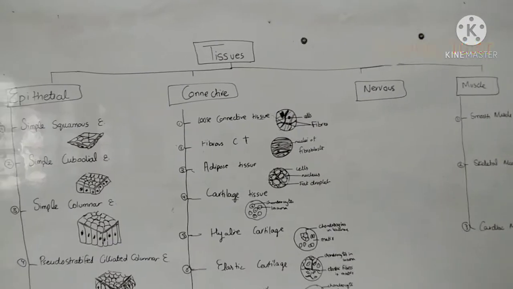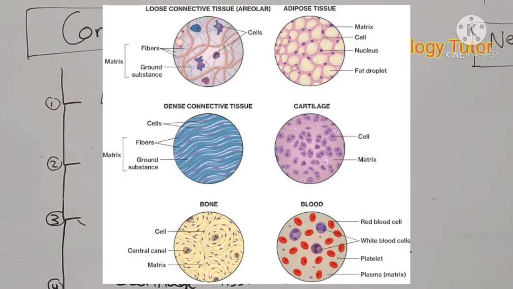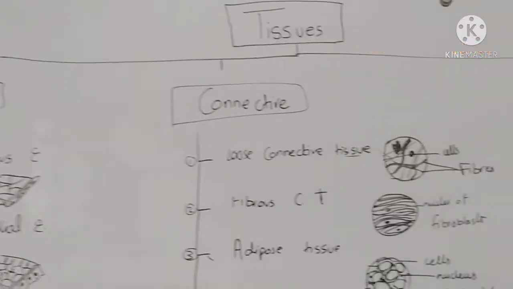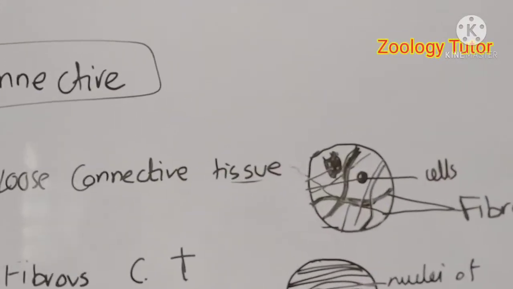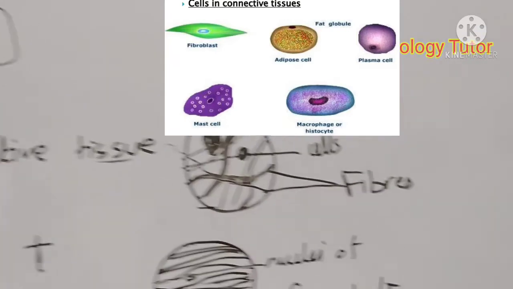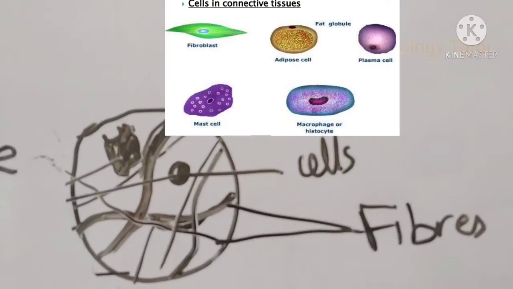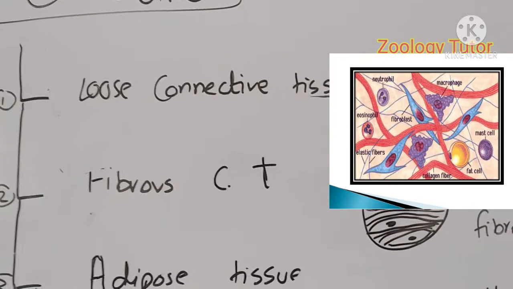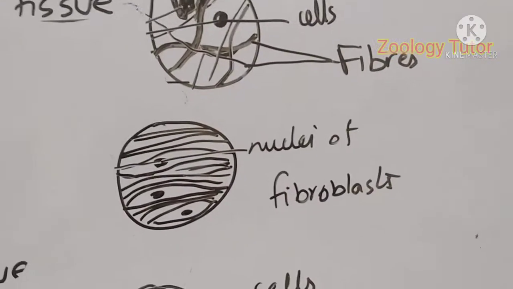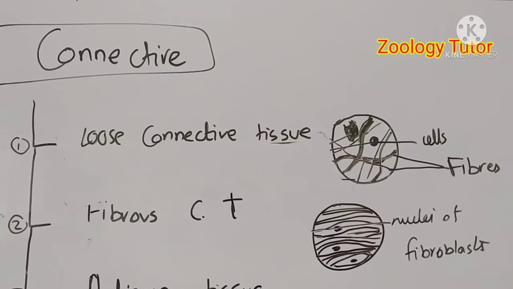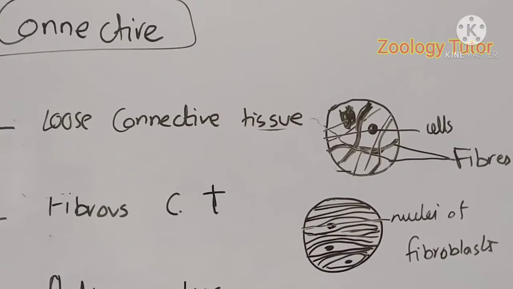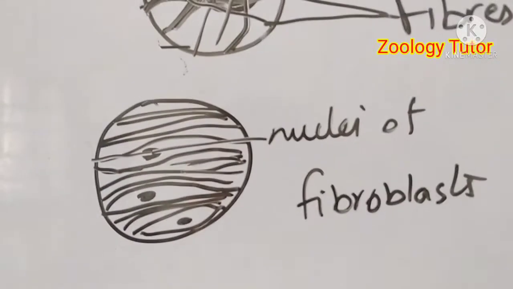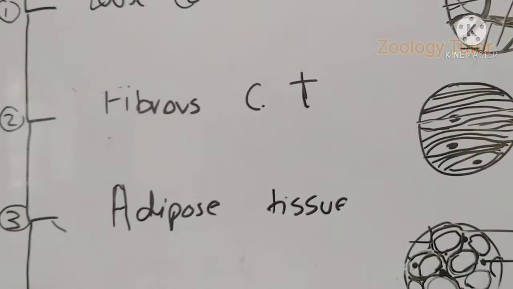Then we have connective tissues. Number one is the loose connective tissue, in which we have different kinds of cells like mast cells, macrophages, etc., and we also have fibers in it. These are the loose connective tissues. Then we have fibrous connective tissue. They have fibroblasts and fiber-like structures, and within them a nucleus of a fibroblast is labeled. This is the picture of the fibrous connective tissue.